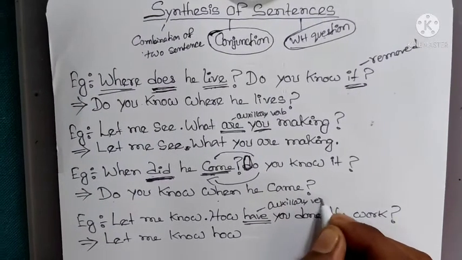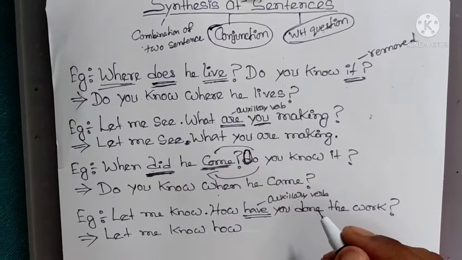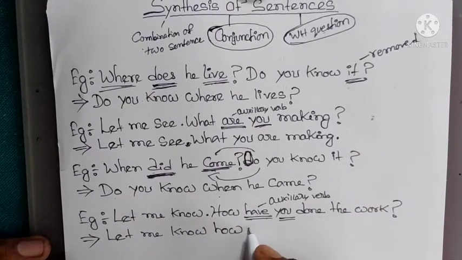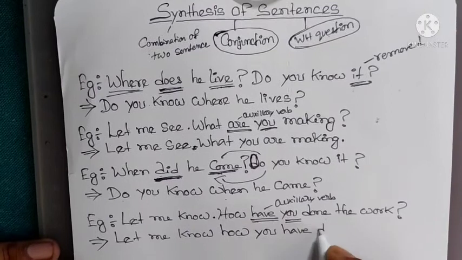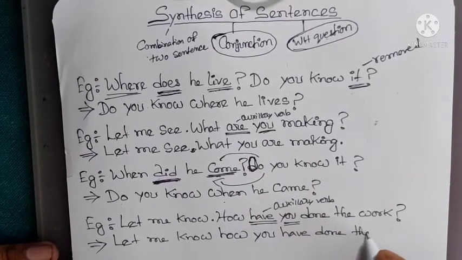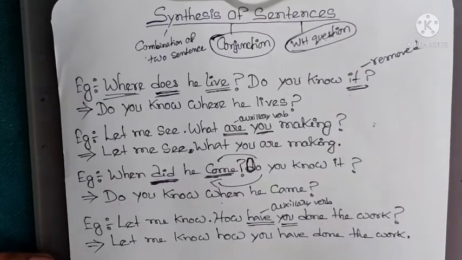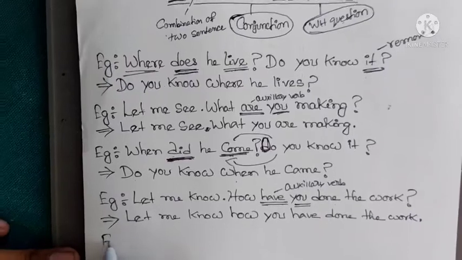So here "have" is an auxiliary verb. I have told you there is a rule: if there is an auxiliary verb in the sentence, then we have to place it after the subject. Here "you" is the subject, so we have to write "you" first. So, how you have done the work. This is the way we combine two sentences. Let me see another example here.